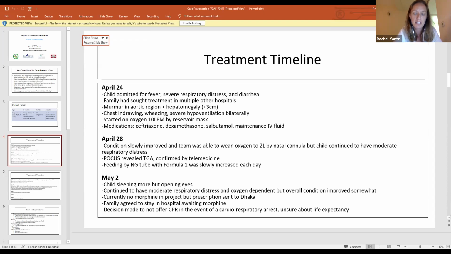At this point, the team was giving feedings by NG tube with Formula 1, and each day was increasing the amount of feeding based on her tolerance.